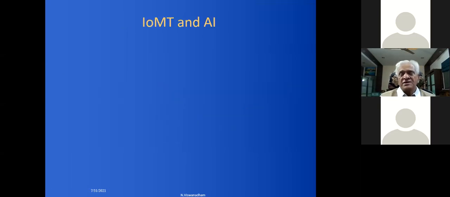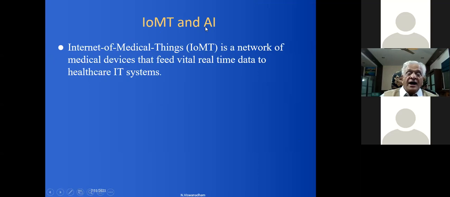So basically, there are a lot of other technologies that are used. I just want to give some examples to tell you that these new technologies are already in use. If you go to New Zealand, Australia, and countries in Europe, and the US, of course, they are all there. And you use IoMT, that is Internet of Medical Things, and AI. Internet of Medical Things is a network of medical devices that feed vital real-time information to health IT systems. You can have badges and devices located in the heart and so on, and all that information is taken into the healthcare systems.